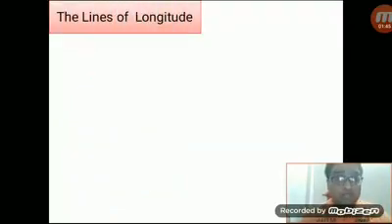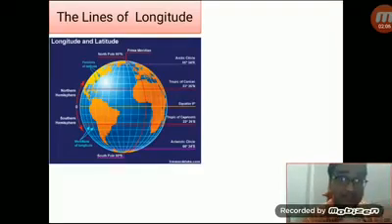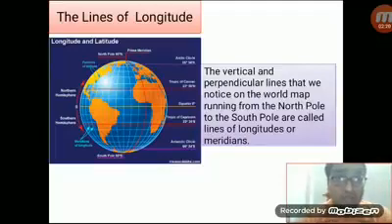Then the lines of longitude. This is the picture of a world map, and in this picture we can see some lines, basically some vertical lines on the world map. These lines are half circular lines, and these lines belong to 180 degrees. These lines are called the lines of longitude. Let's have a look at the definition of the lines of longitude on the screen. The vertical and perpendicular lines that we notice on the world map running from the North Pole to the South Pole are called the lines of longitude or meridians.